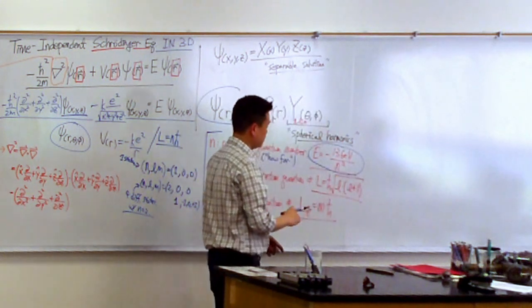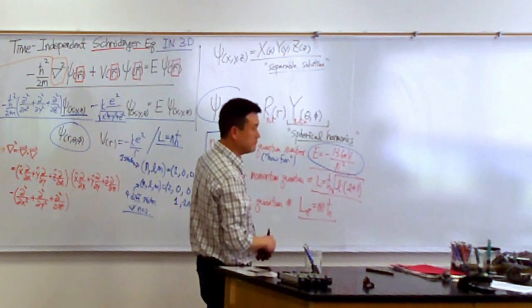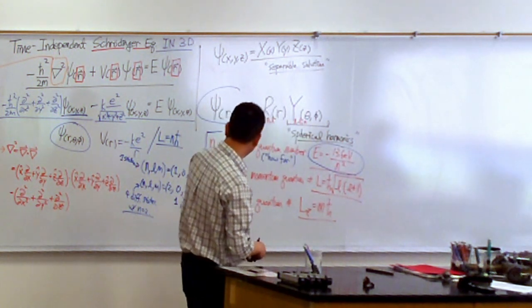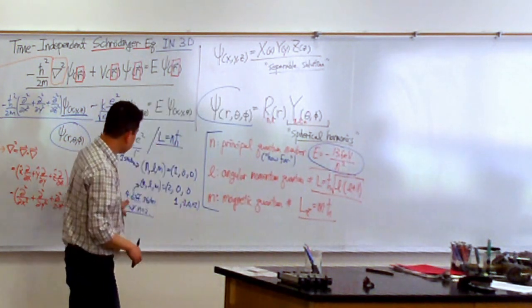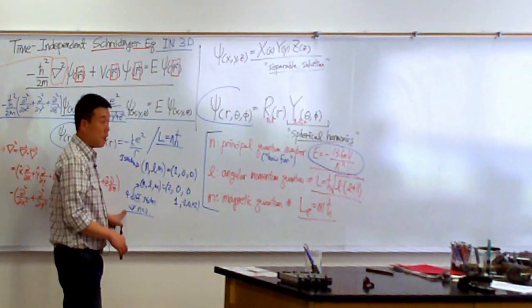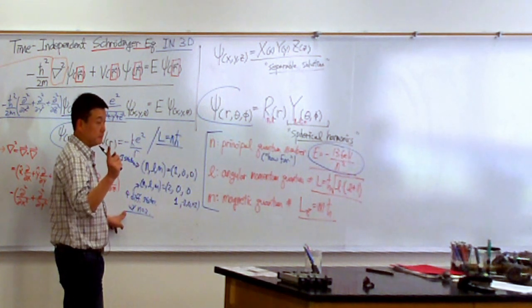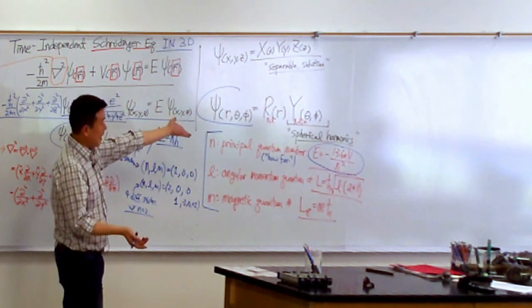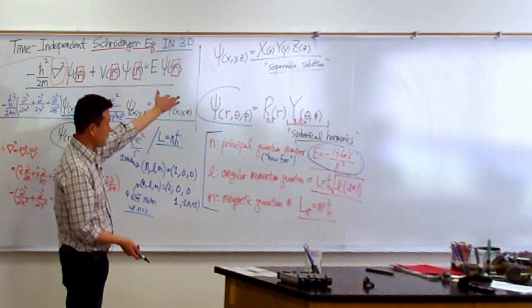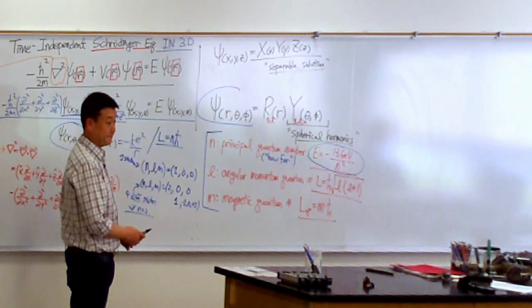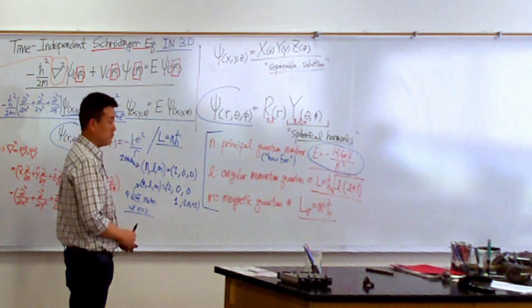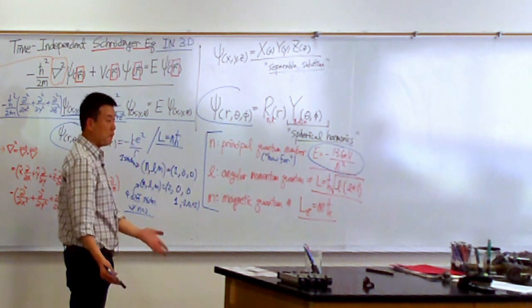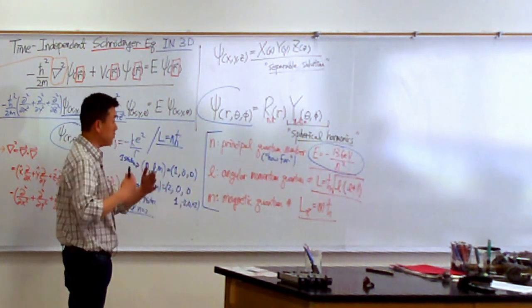Right? Does it seem to depend on L or M? So what that means is these 4 different states all have the same energy. They all have that value of energy, minus 13.6 divided by 2 squared. These are what's called degenerate states, or degeneracy, where multiple states have the same energy.